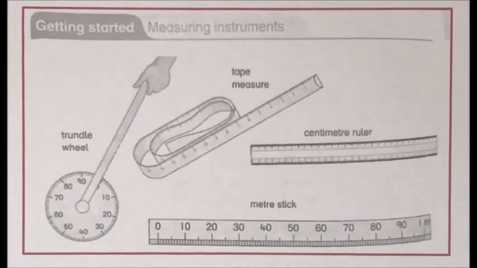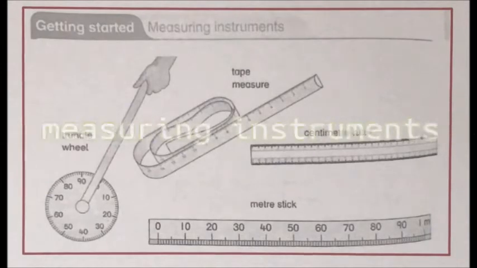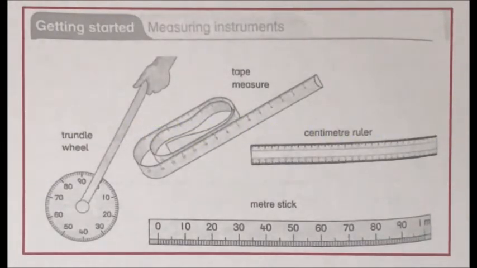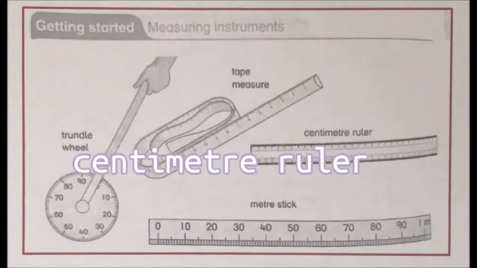We are starting this chapter of distance and length with measuring instruments. What are the different measuring instruments that we use on a daily basis? Firstly, we use the centimeter ruler.